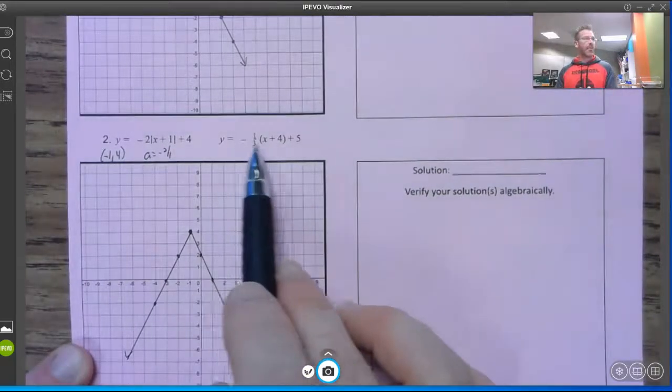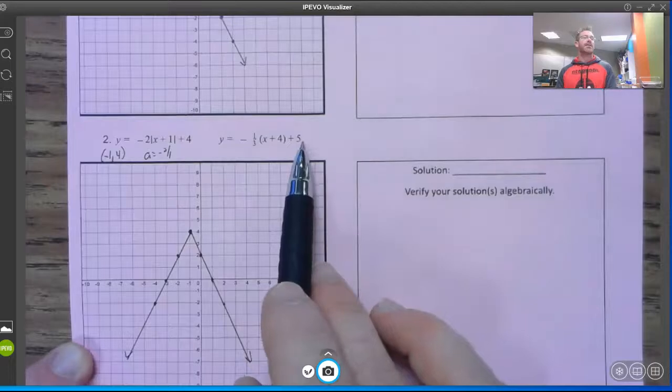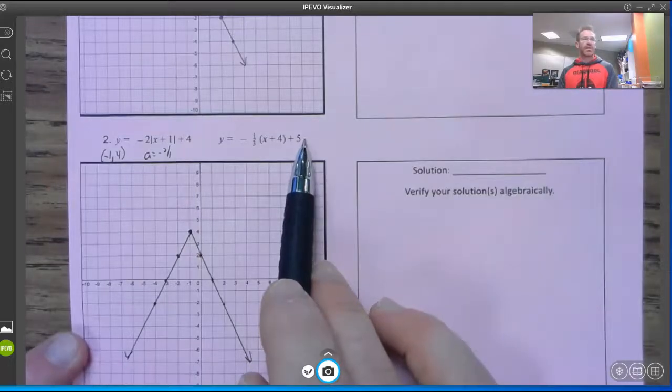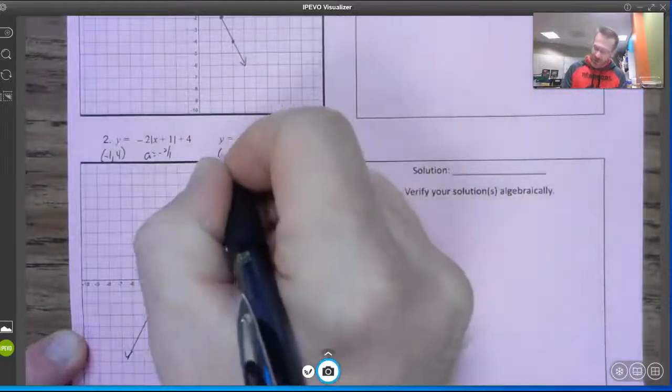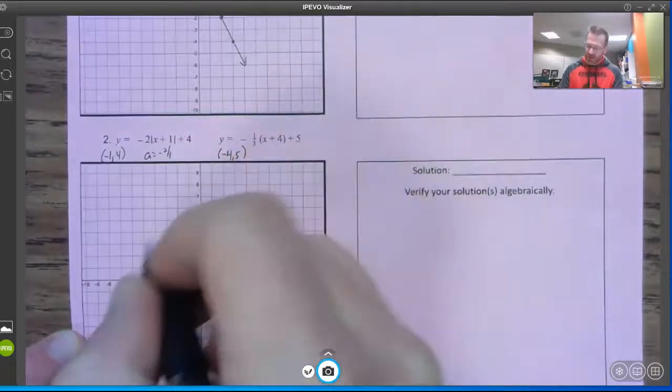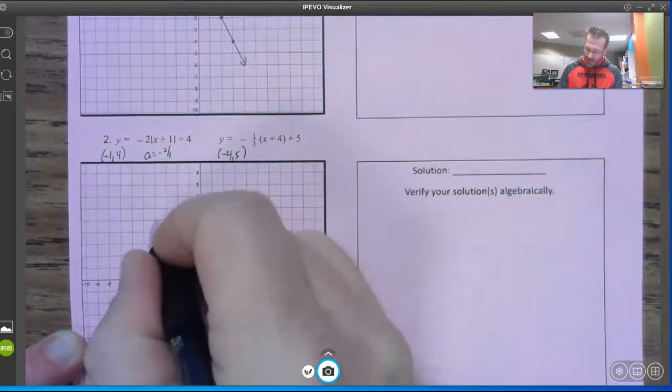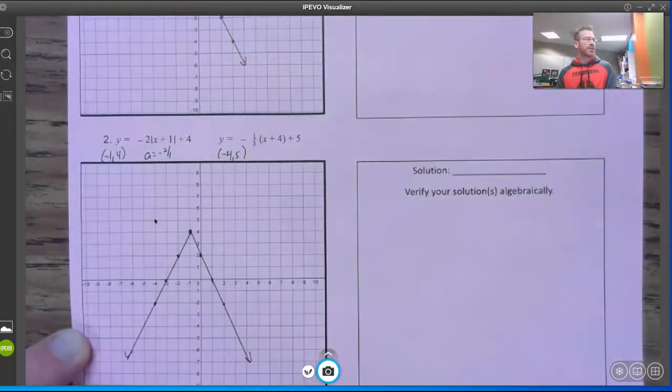Once again, I'm going to identify what type of function I have. No exponents, no bars, so this is a linear function. Now I need to find my starting point. My starting point for this linear function is negative 4, 5. So negative 4, and 5 is right there. So I'm going to start right there.